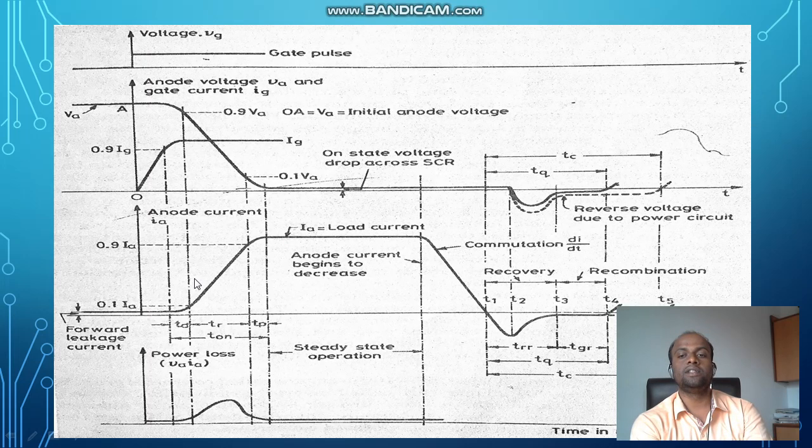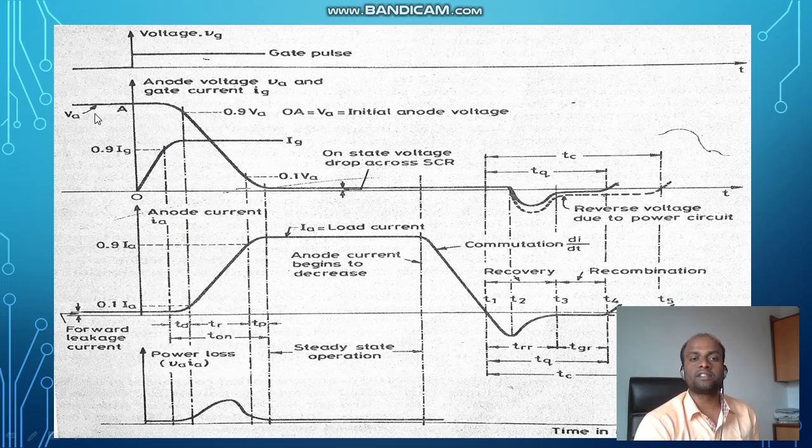Now see, this is the characteristic. Don't get confused, it is a very simple characteristic. In the first characteristic, the gate pulse is given. In the second characteristic, this is the anode voltage. There will be maximum voltage when the device is off, so this is the blocking voltage. Complete voltage will be blocked, and at that point there will be only some leakage current. See here, this is the leakage current.